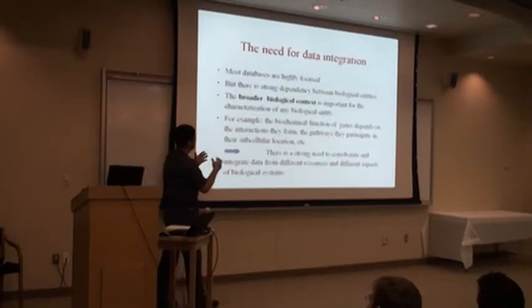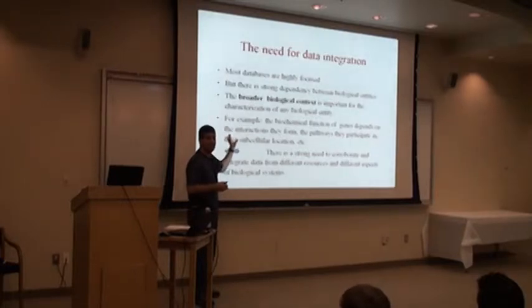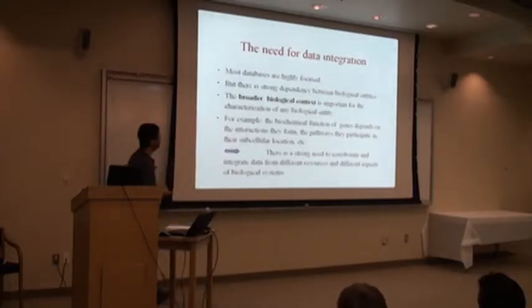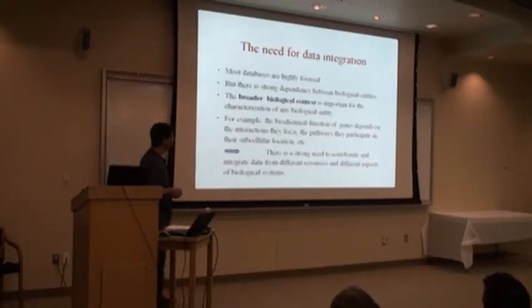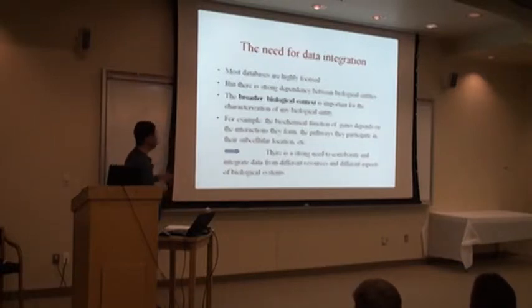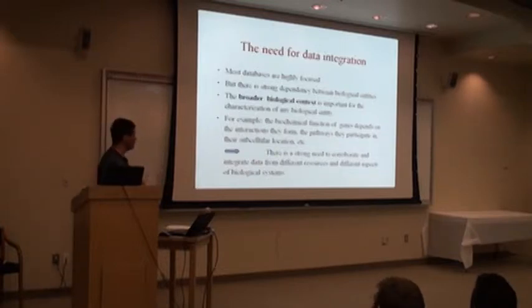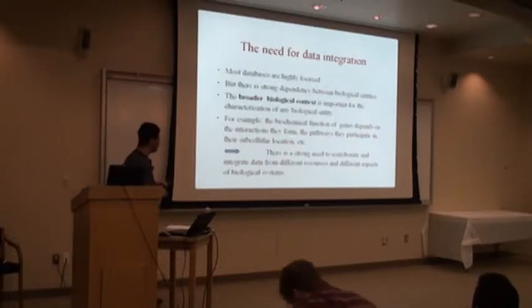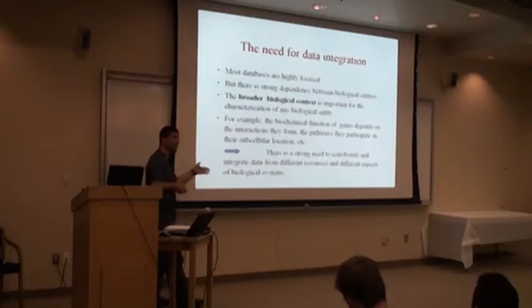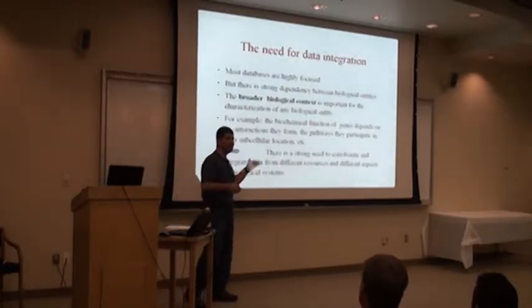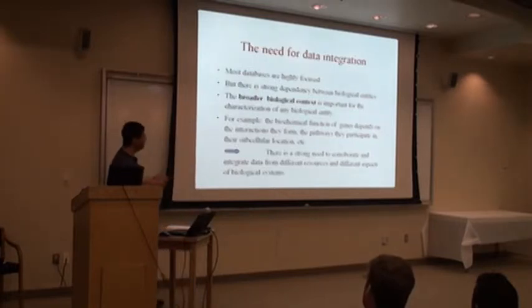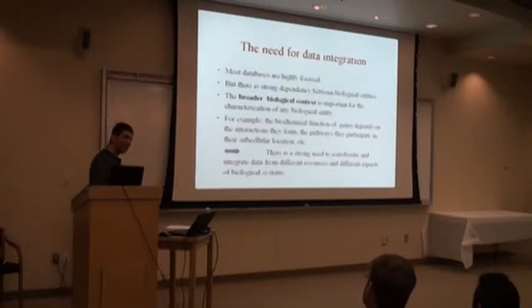In other words, you need to characterize the broader biological context of any entity to effectively characterize it. For example, if you want to characterize the biochemical function of a gene, that function depends on the interactions that this specific gene forms with other genes or other molecules in general, the specific pathways that this gene participates in, its subcellular location, its expression or activity level under different conditions, and so on. So there's a lot of information you have to take into account, and that's why there's a very strong need to corroborate and integrate data from different resources, from all those different databases, and different aspects of biological systems in order to analyze them effectively.